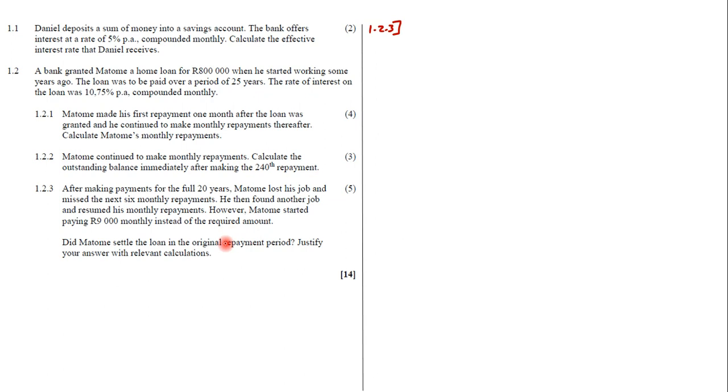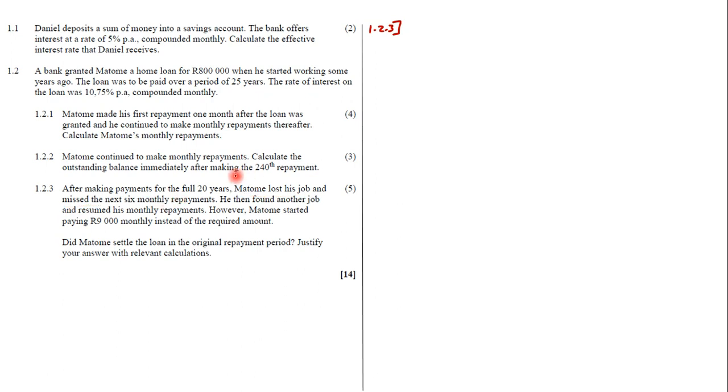All right. So here, what's happening is that after the 20 years, Matome lost his job. And because you've lost your job, it means you won't be able to pay, right? So when you're not paying, what does the bank do? The bank basically charges interest on the outstanding balance that they have, right? How do they do that? They do that using compound interest. So now what we need to do first here is take into account that Matome lost his job and then missed the next 6 monthly repayments.